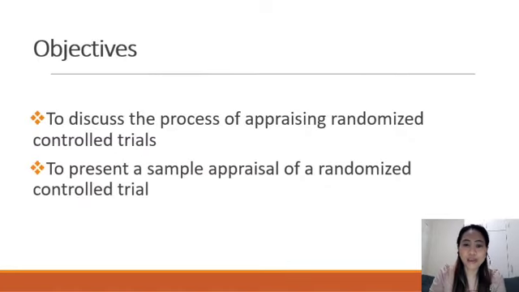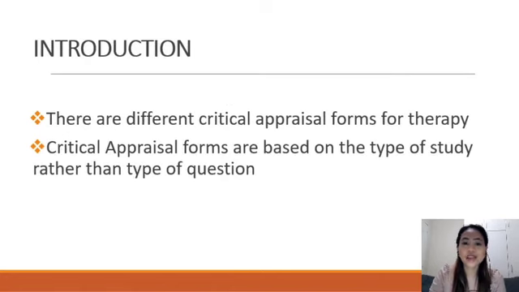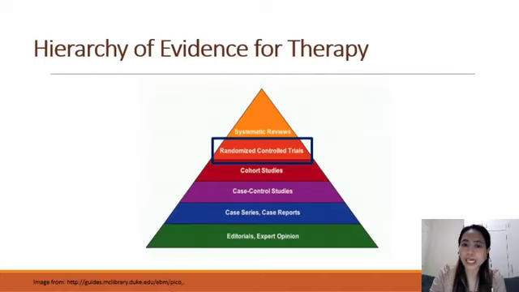The objectives of my presentation are as follows. There are different critical appraisal forms for therapy depending on the type of study. The types of study with the highest validity for questions on therapy are systematic reviews, followed by randomized controlled trials or RCTs. For this session, we will focus on appraisal of RCTs.